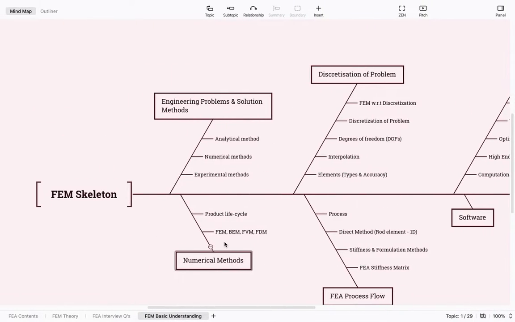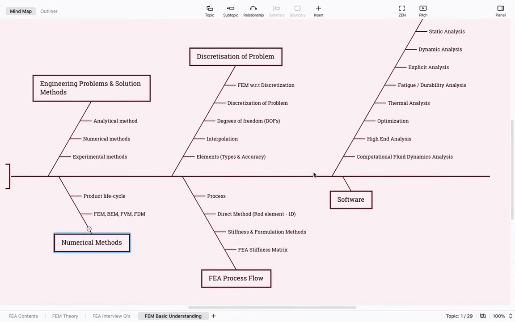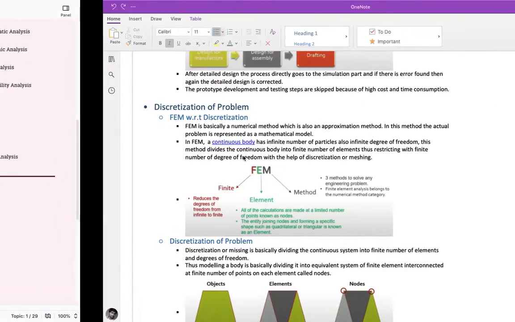So the next one is the discretization of the problem part. In this, there are different subdivisions. The first one is the role of FEM with respect to discretization. The second is the discretization of the problem. The third one is degrees of freedom. Then the interpolation. Then the element types and accuracy.